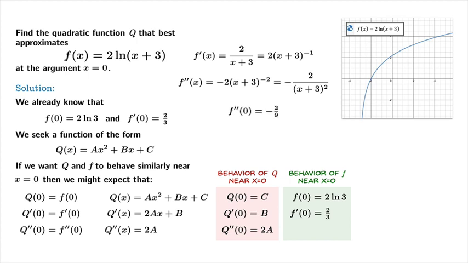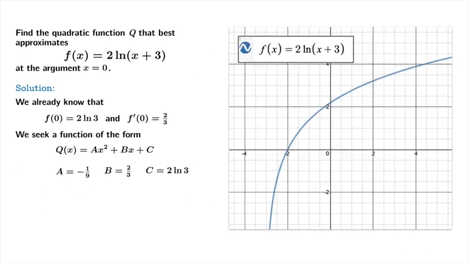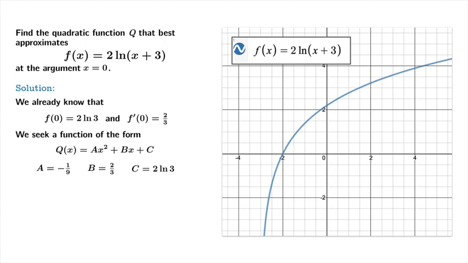And when I plug in 0, I'm going to get negative 2/9. So that's what's missing here. The second derivative of f at 0 is negative 2/9. So now we need c to be 2 ln of 3. We need b to be 2/3. And we need 2a to be negative 2/9, which means, doing a little bit of arithmetic here, a has to be negative 1/9.